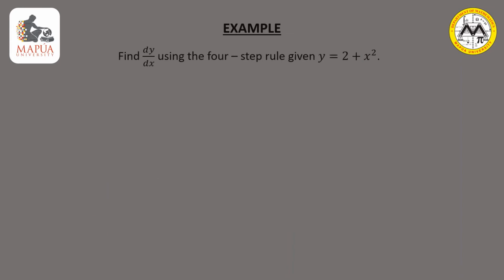To illustrate how the method works, let us find the derivative dy/dx using the 4-step rule given y equal to 2 plus x squared. The first step is to define y plus delta y given by 2 plus the square of x plus delta x. This was obtained by replacing that x with x plus delta x. The second step is to define the difference between y plus delta y and y given by the difference between 2 plus the square of x plus delta x and y.